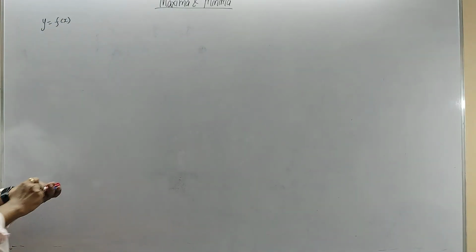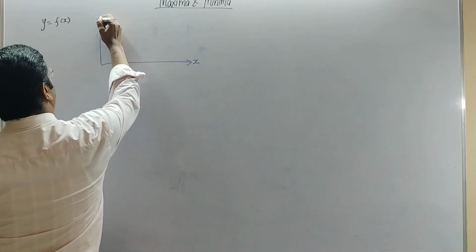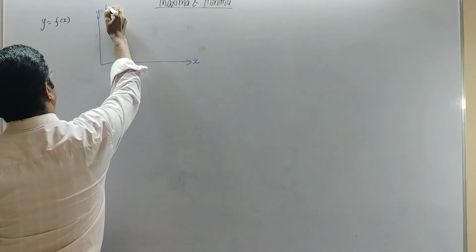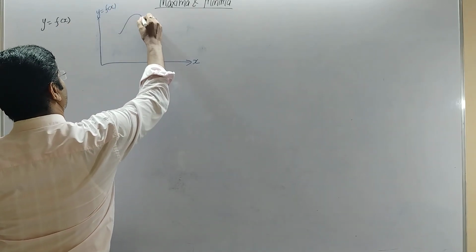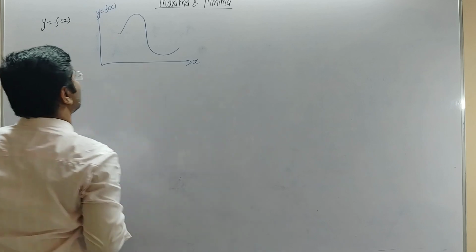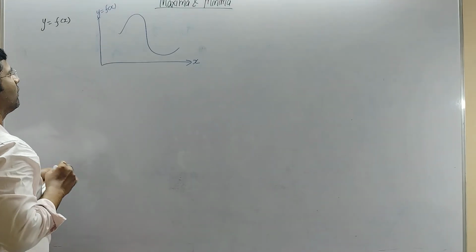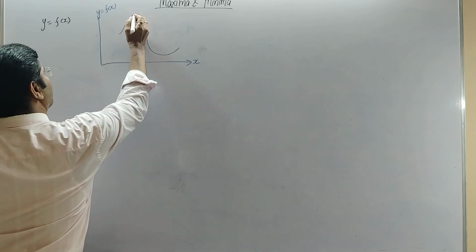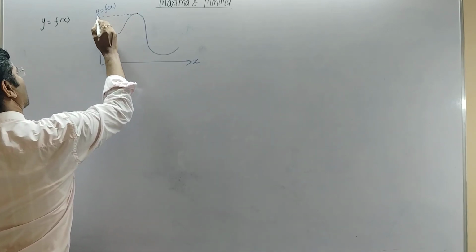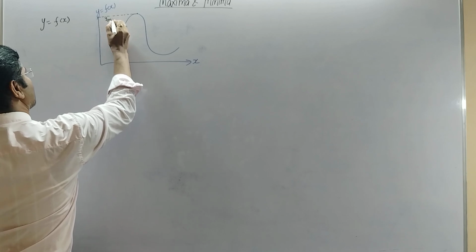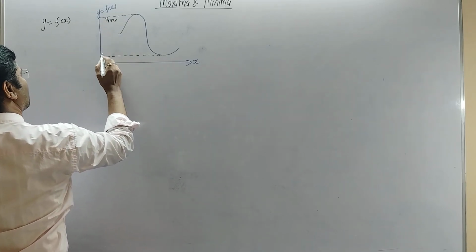So let me draw a curve first. Let's say this is x and this is y equal to f(x). Let's say this function is varying like this. I'm assuming the function is varying like this. Here in this graph, it's clearly visible that the maximum value of this function is at this point. So this value is the maxima. Here is y max, and this point is y min.